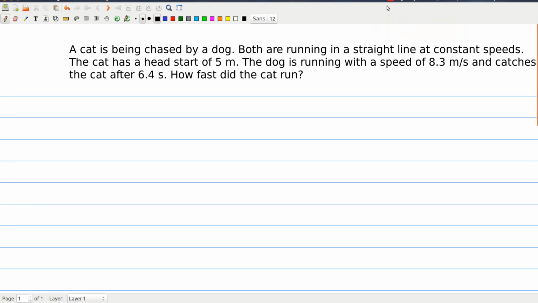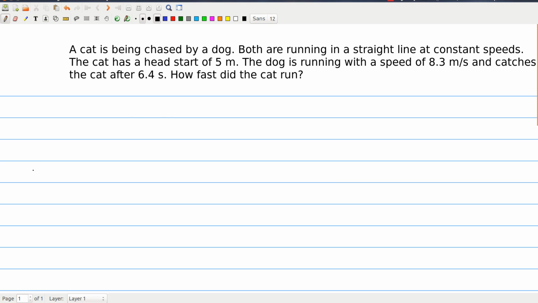Okay, it's time for another example problem. This one is from homework 2. So we've got a cat being chased by a dog. Both are running in a straight line at constant speeds. The cat has a head start of 5 meters. The dog is running with a speed of 8.3 meters per second and catches the cat after 6.4 seconds. How fast did the cat run?